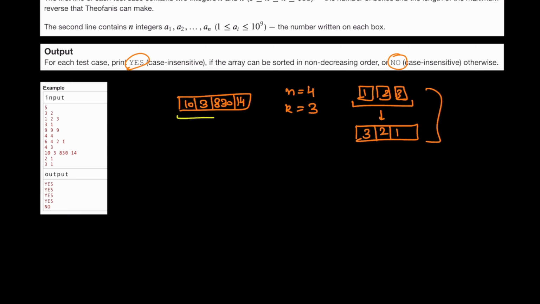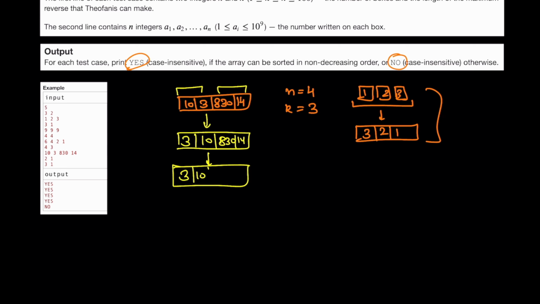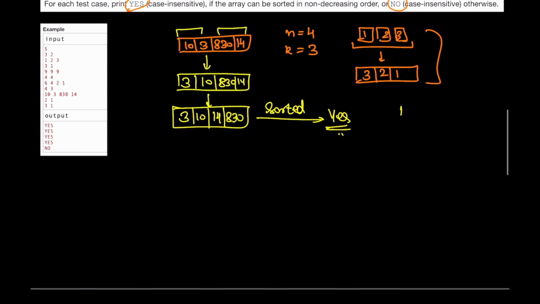So this is what we can do. In this, I can swap these both and these both. So I'll swap the first one and 14, and then I will swap the second one, 14 and 830. So this is sorted, so the answer would be yes. So what we can see from this is, if the value of k is 2, 3 or 4 or something, we can always sort the array.